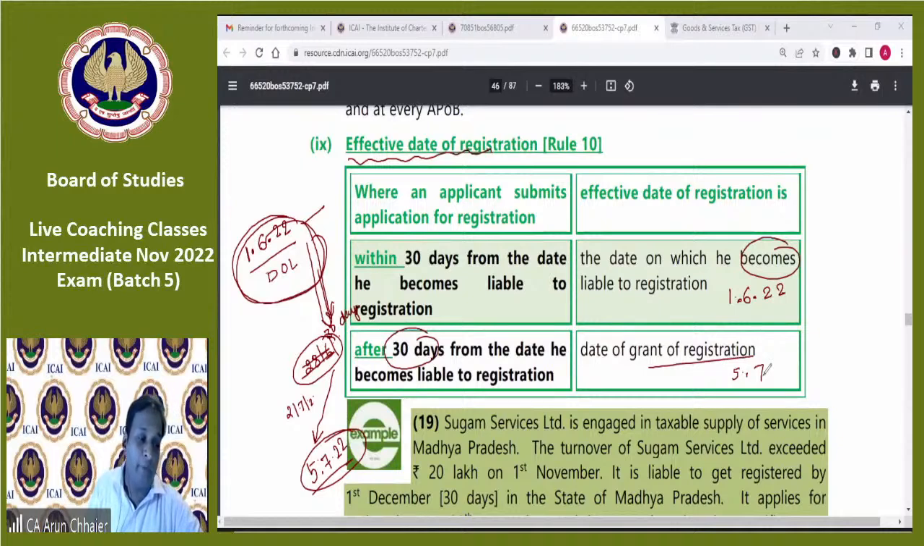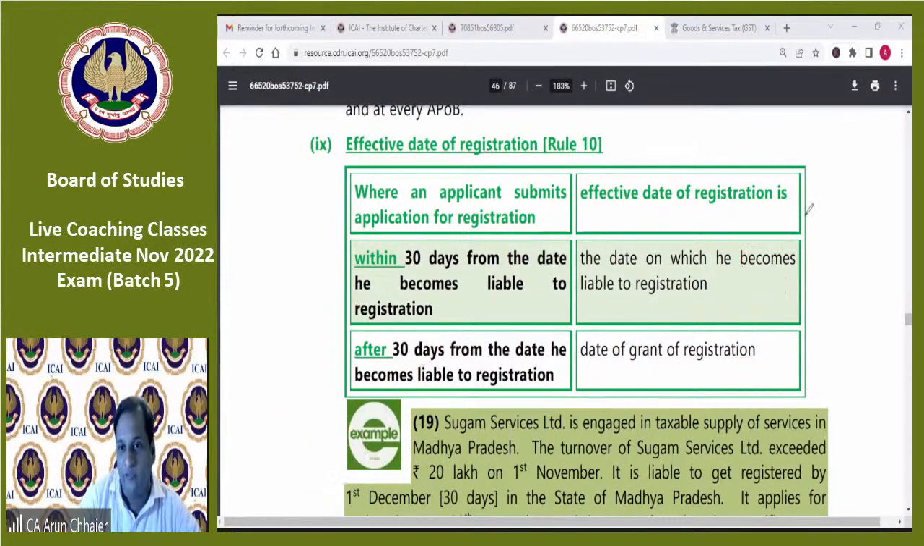Prabhas, do I need to quote my TRN on my invoice till I get a GST number? No. It is nowhere mentioned in the GST Act that until you get the GST number, you need to quote the TRN. If you read Rule 46, which talks about the content of a tax invoice, it asks for the GST number of the supplier and the GST number of the customer.